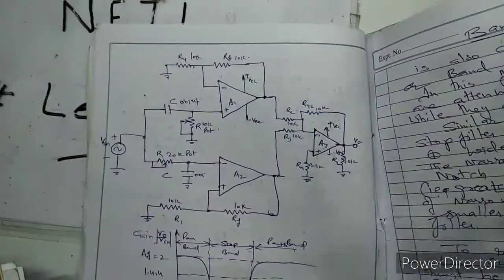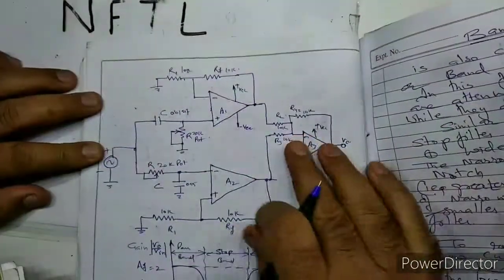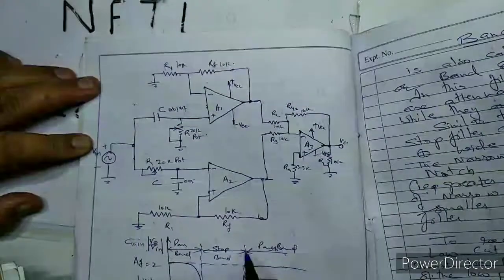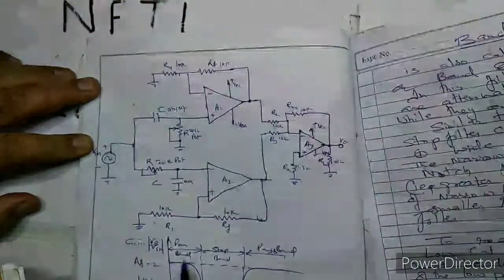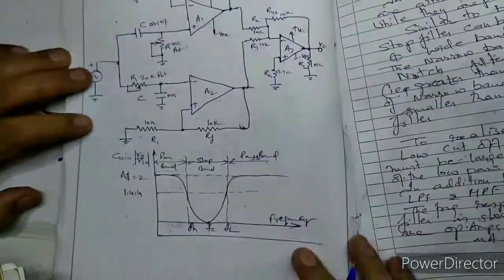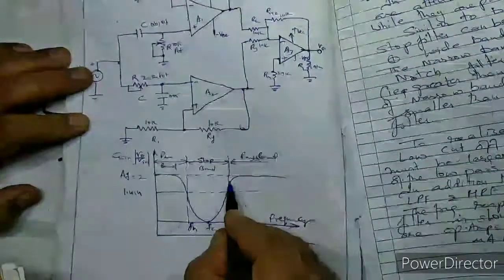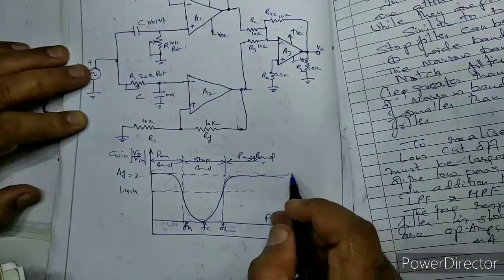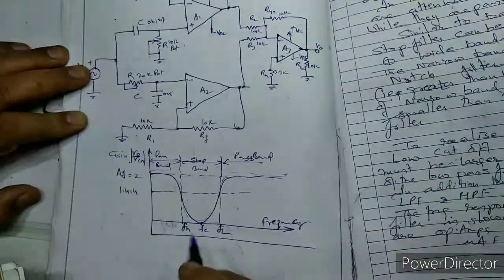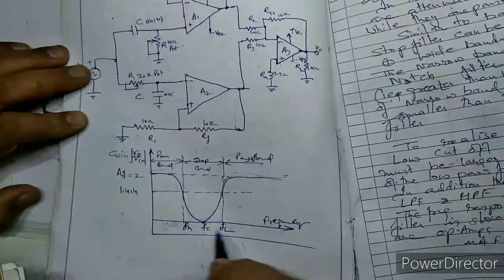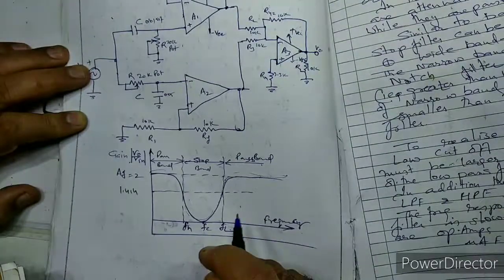Now, band stop filter. So this is a band stop filter. This is the pass band, this one is the pass band, and this is the stop band. Again, this is the pass band. This is FH, FL, FC.